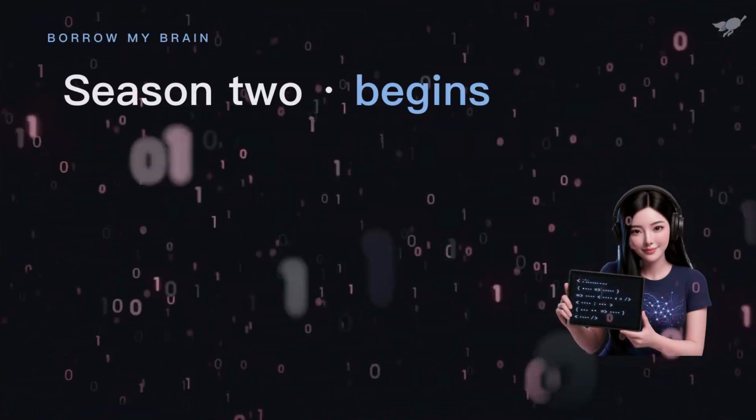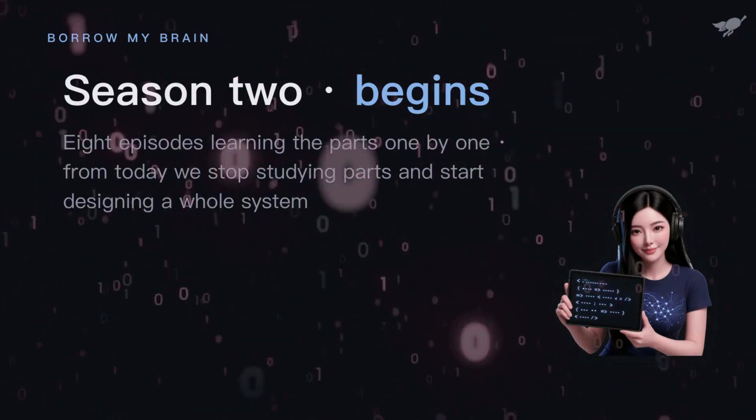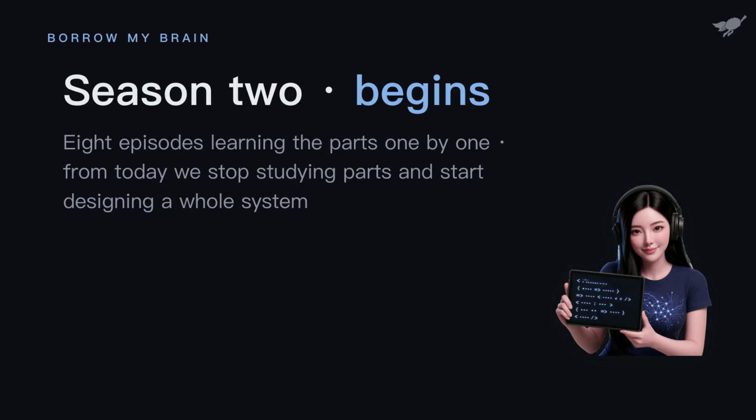Season 2. Here we go. The first 8 episodes, we learned the parts inside out, one at a time. Orders of magnitude, scaling, caching, splitting databases, going async. Starting today, no more learning parts. Now we start designing a complete system, for real.